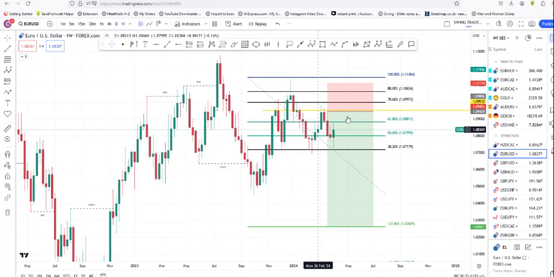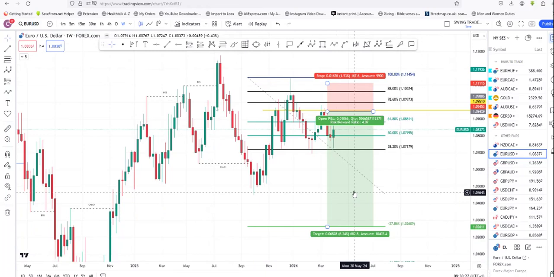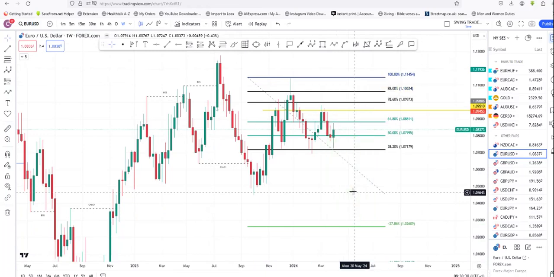So now the trade is already activated on the weekly, but I'm not looking at trading it from the weekly. That's a lot of time to wait, you know what I mean? But that's what the direction looks like.